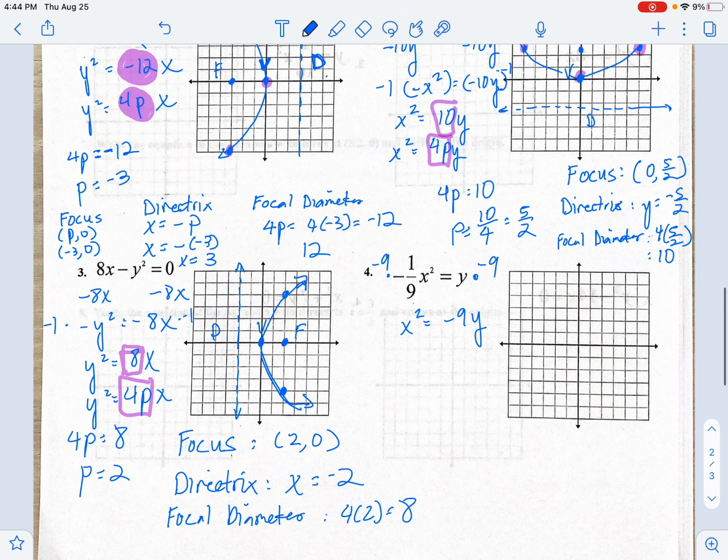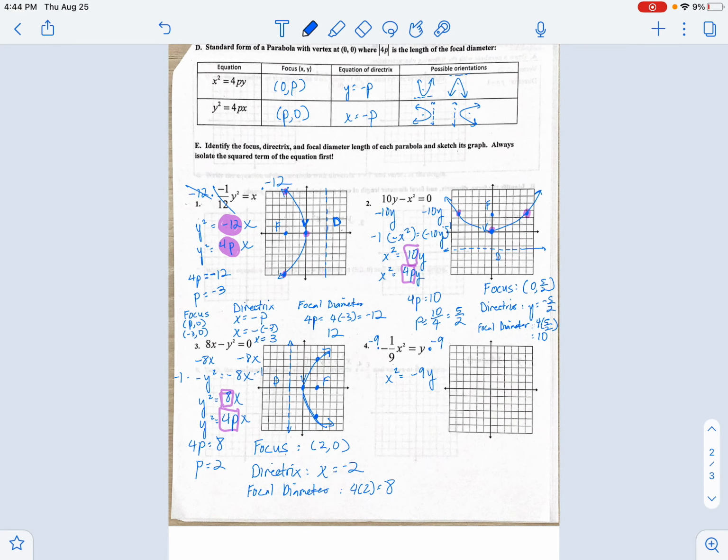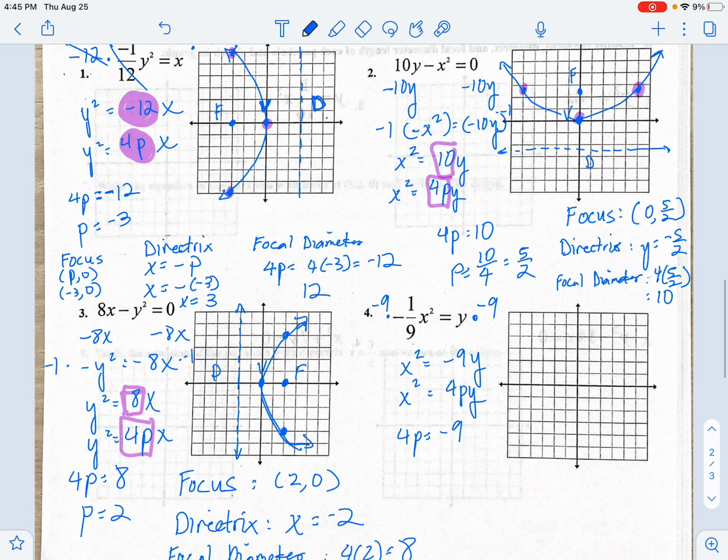Matching that up to one of our general equations at the top, it should match up to the top equation, x squared equals 4py. Meaning 4p equals negative 9. p is equal to negative 9 over 4. You can put it in decimal form if you want. That would be negative 2.25.